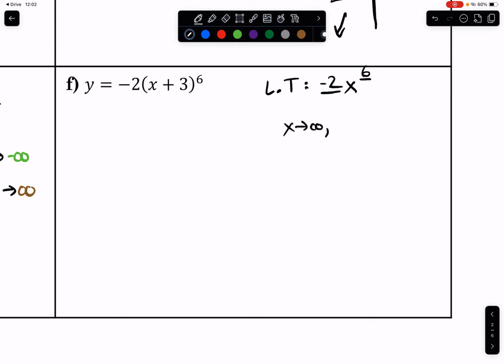So on the right, now that we have the leading term, I can now look at the leading coefficient, and since it's negative, that means that the right side is going to go towards negative infinity. And on the left, since the exponent is positive, then that means that the left side is going to go in the same direction, again towards negative infinity.